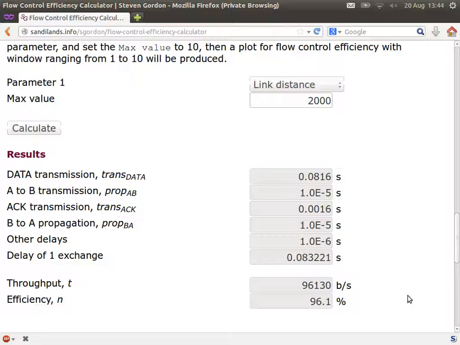I've got a link. How efficient am I in using that link? That's what we care about. Well, in this case, I have a link with a speed of 100 kilobits per second. I use 96.1% of it. In the previous case, with my link speed of 1 megabit per second, I use 95.9%. I encourage you to try some different values on the calculator. You can quickly get some ideas of the impact of different parameters.